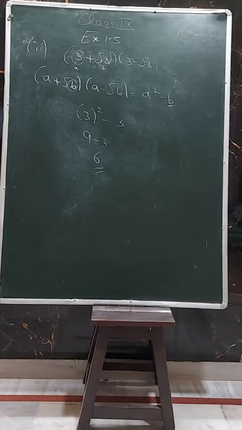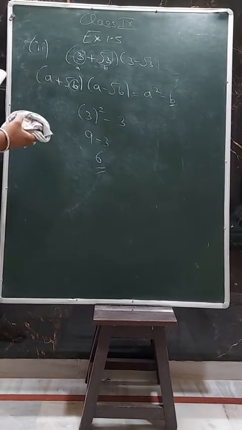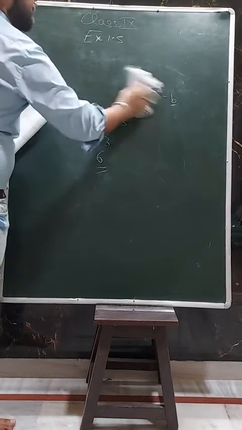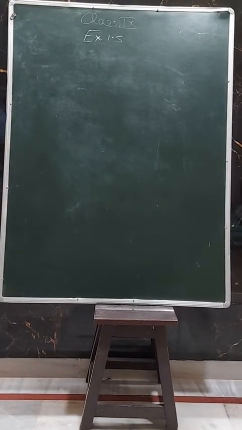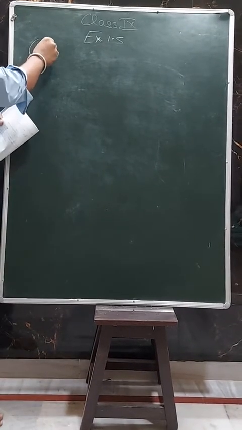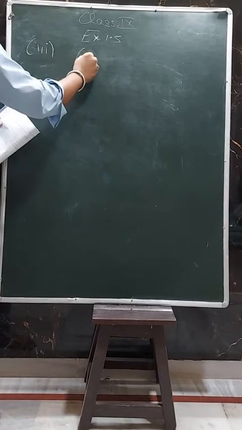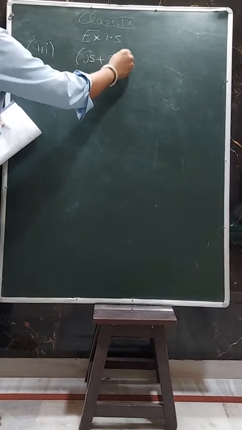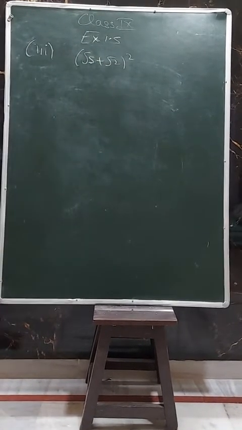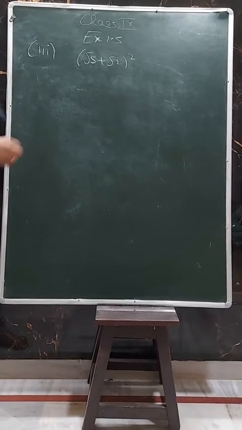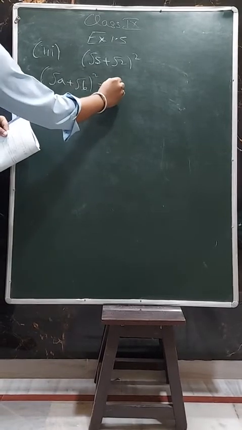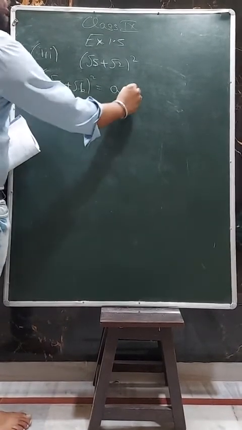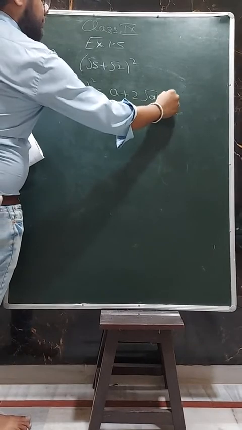Now third part, root 5 plus root 2 whole square. Root 5 plus root 2 square. See that the last property will be used here. First I write the question: root 5 plus root 2 square. Now the seventh property is root a plus root b square is a plus 2 root ab plus b.